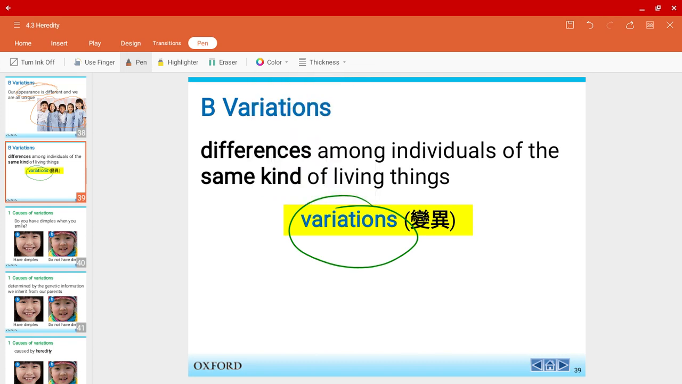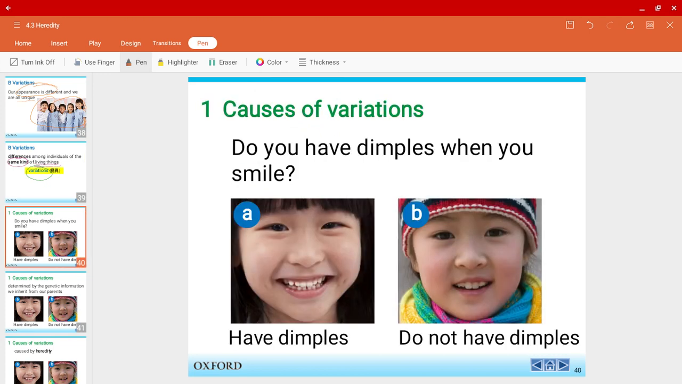One point to note is that it has to be the same kind of living thing. You cannot compare a human being to some other kind of living thing. You cannot compare a cat to a bear, for example. So please make sure we're talking about the same kind of living thing. The differences found in the same kind of living thing, we call variations. For example, some of us have dimples, some of us don't, some of us are able to roll our tongues, some of us can't.